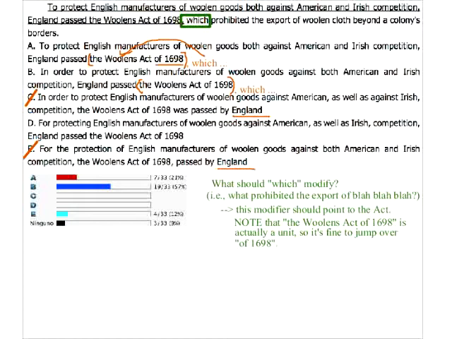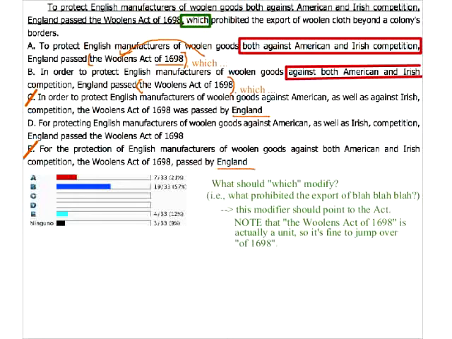Between the choices that people actually picked, which are A and B, this is another parallelism issue. So let's look at this against both American and Irish competition versus both against. So this might seem sort of nitpicky, but you do have to make sure that you understand how these things work. So when you have two-part parallel constructions, I'll give you the brief summary if you want more details and practice.